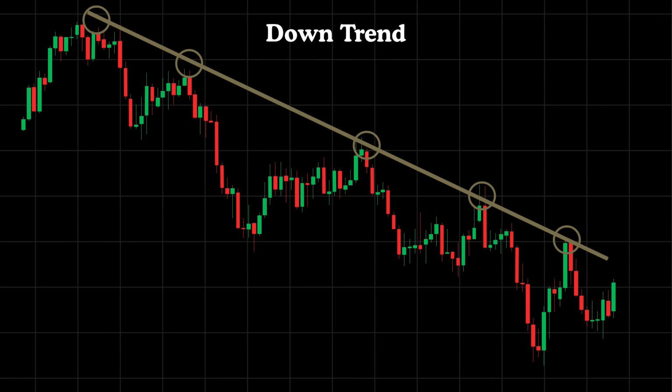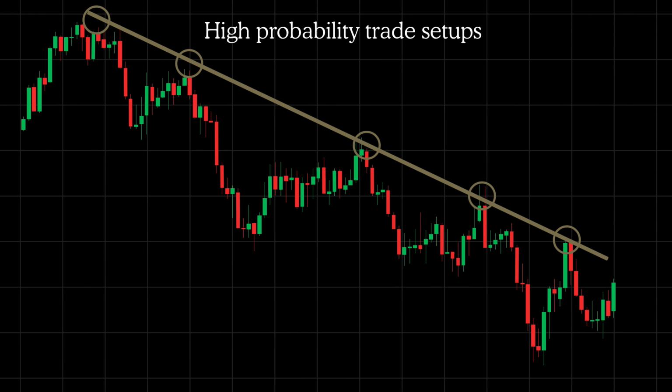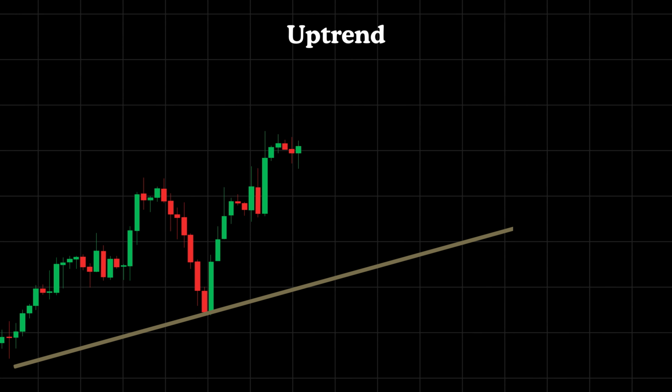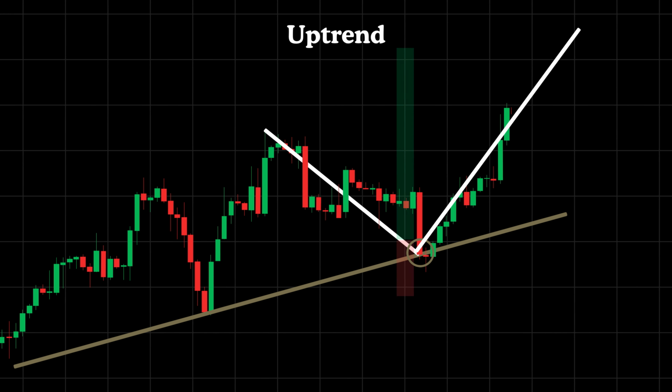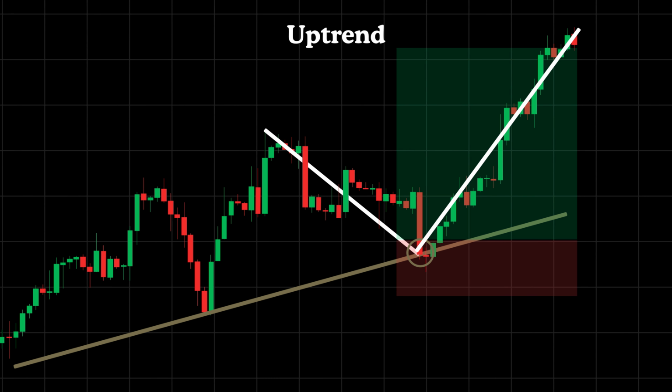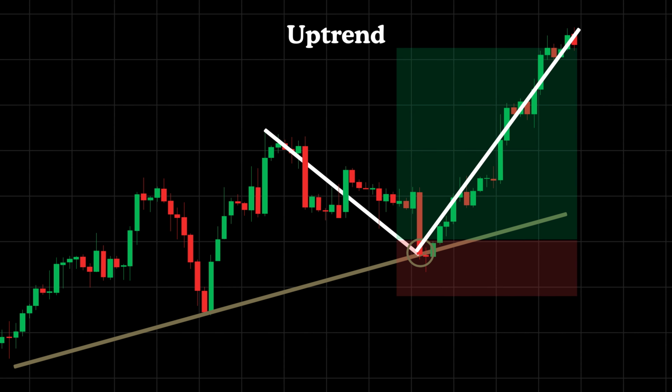Now that you've learned how to draw trend lines properly, let's explore how they can help you spot strong trade entries. Starting with the continuation pattern, this occurs when price touches a trend line and then continues moving in the same direction as the trend. But keep in mind, you shouldn't enter a trade just because price hits the trend line. You need additional price action signals to support your decision.